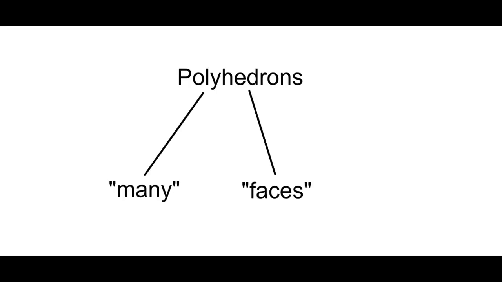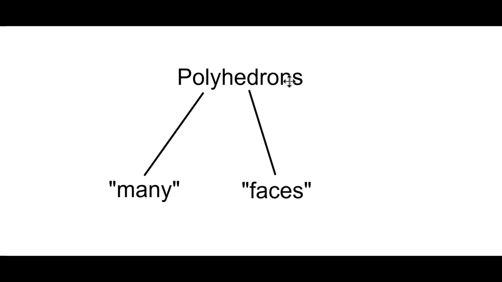So first thing I want to look at are what are known as polyhedrons. Now, this word polyhedron comes from the Greek. The poly part means many, and then hedron means faces. So a polyhedron is a 3D shape with polygons as faces to the 3D shape.